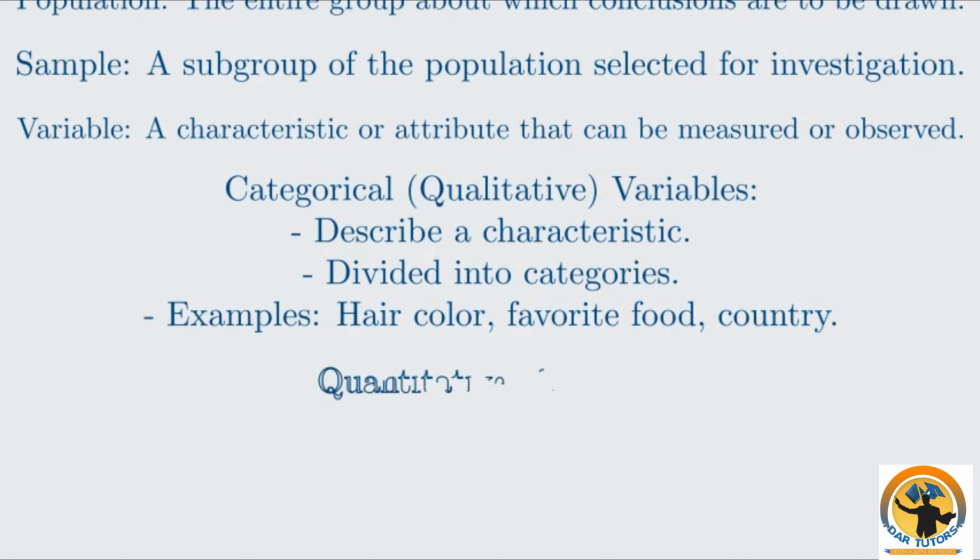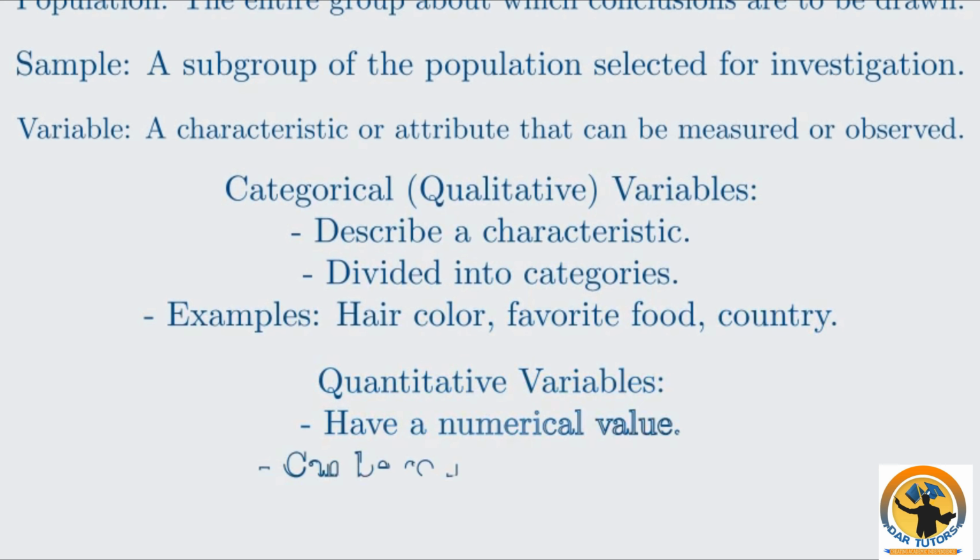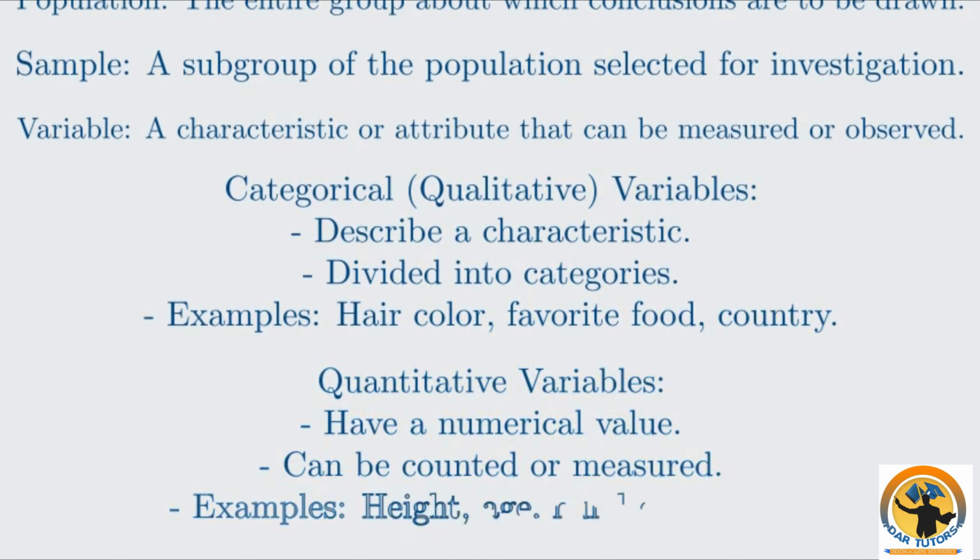Second, we have quantitative variables. These are numerical values that can be counted or measured. For instance, a person's height, their age, or the number of items they purchased are all quantitative variables. Remember, the distinction between these two types is crucial because it often determines the best way to analyze and present your data.